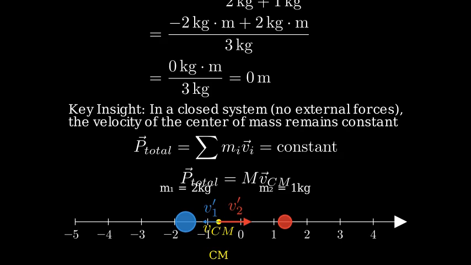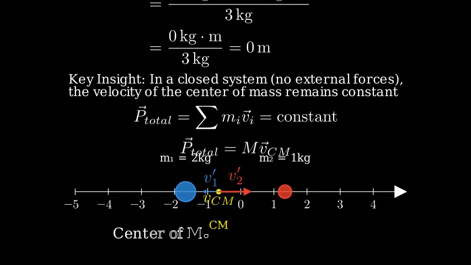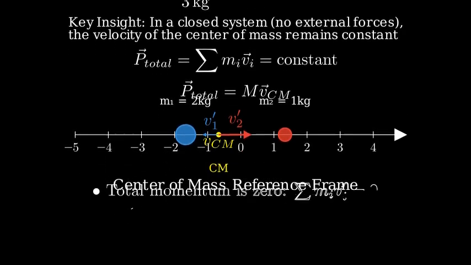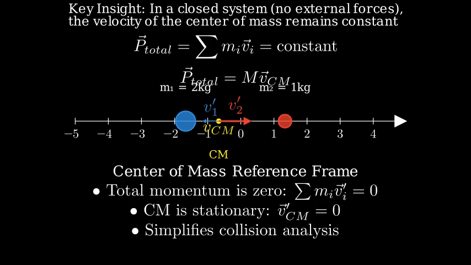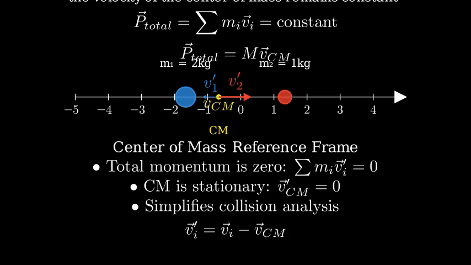One of the most powerful techniques when analyzing collisions is to transform the problem to the center of mass reference frame. In the center of mass frame, the total momentum is always 0. This often simplifies the calculations. To transform to the CM frame, we simply subtract the CM velocity from all object velocities.